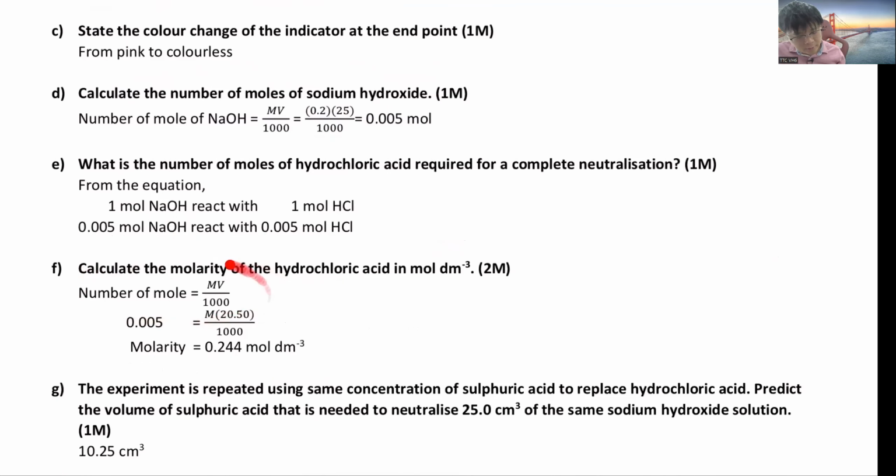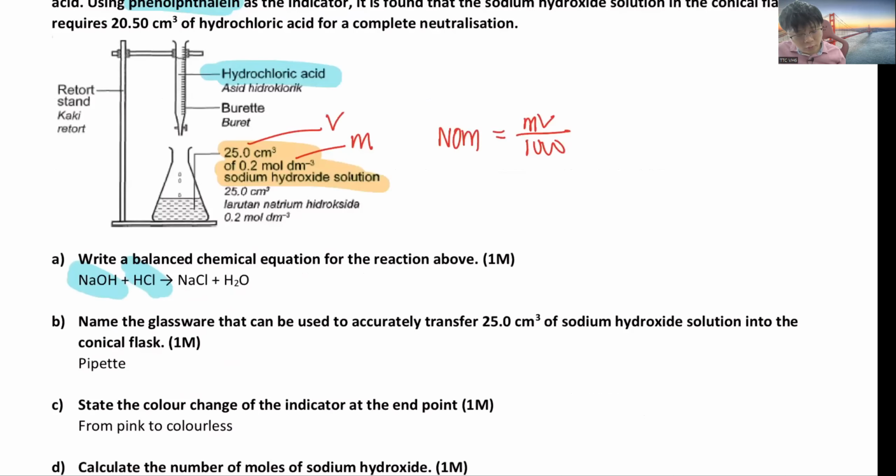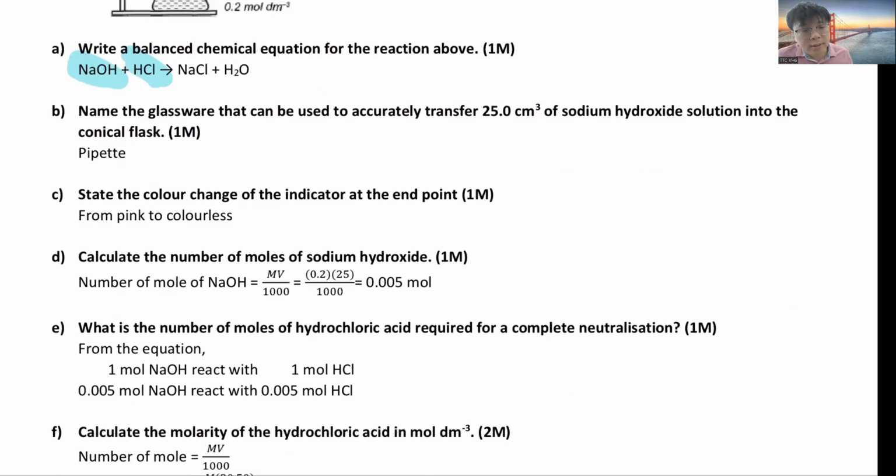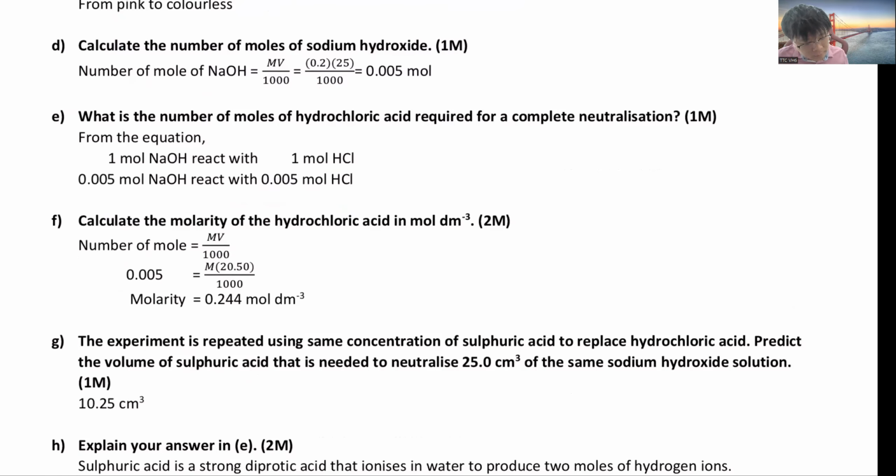Then to calculate the molarity, number of moles equals MV over 1000. So the number of moles is 0.005, and the volume to neutralize is given here, 20.50 cm³ of the hydrochloric acid will neutralize the alkaline. Then you put the 20.50 here, and bring this one over here. So the molarity equals 0.244.